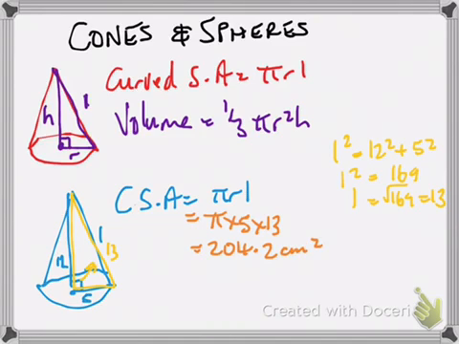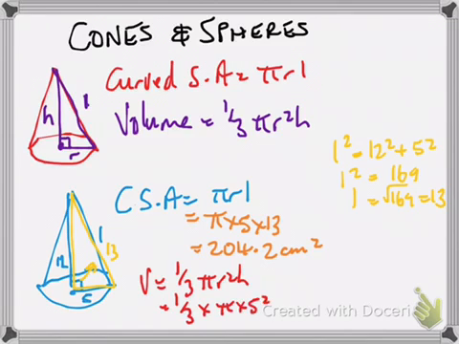And also, if you're asked to find the volume of that cone, the volume is just equal to a third pi r squared H. So it's a third times pi times 5 squared times 12. And you can just do pi times 5 squared, so pi times 25 times 12, get that answer and divide by 3, or multiply by a third, same thing. And that gives you 314.2 centimetres cubed for volume to 1 decimal place. So that's a cone. Now a sphere.